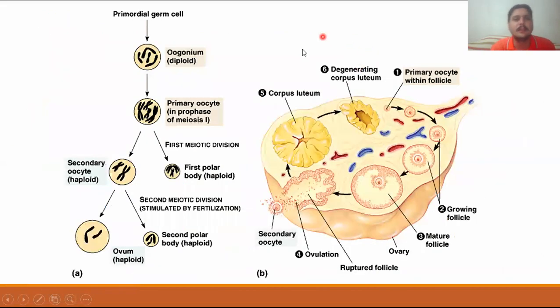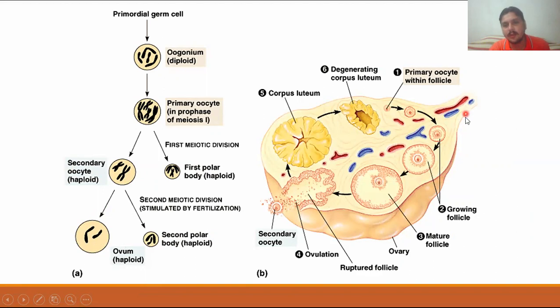You can see here, this one is the primary germ cell that develops into the oogonia, a diploid cell, and that again changes into the primary oocyte, which is also a diploid structure. This primary oocyte is divided into two cells. The first one is called the secondary oocyte, that is haploid. The second is the first polar body, also haploid. The polar body further divides into two cells. It forms two more polar bodies, and the secondary oocyte, after the second meiotic division, changes into the final ovum and another polar body.